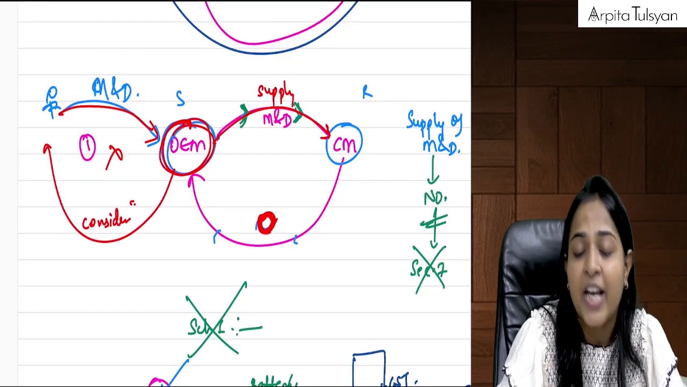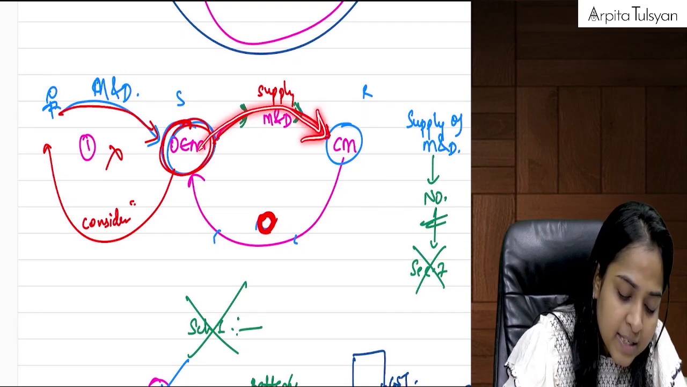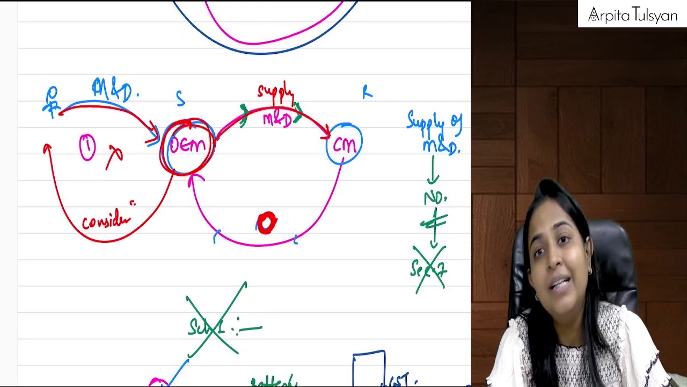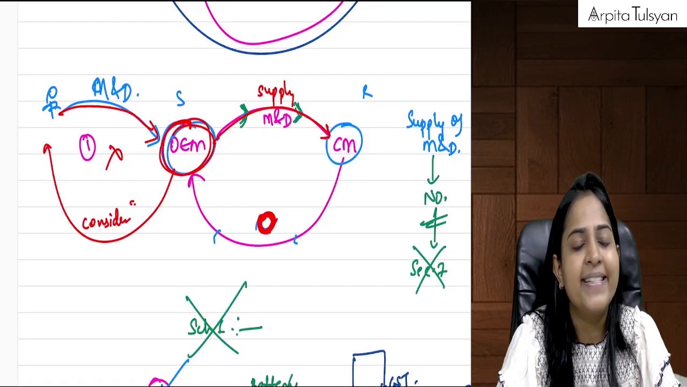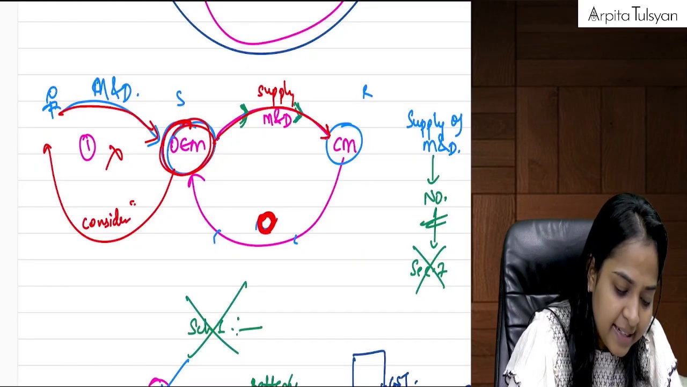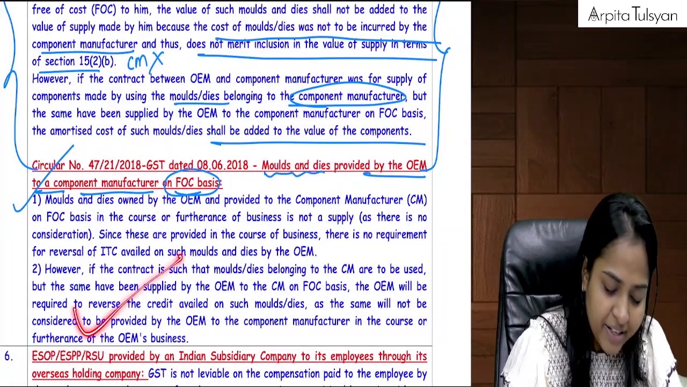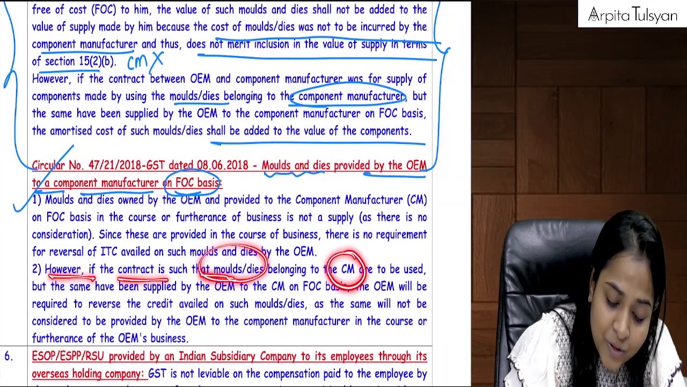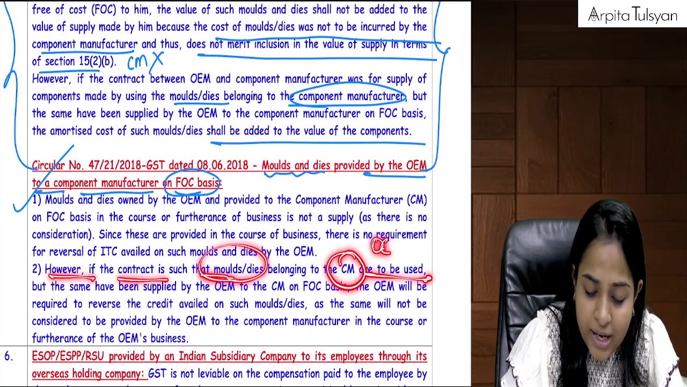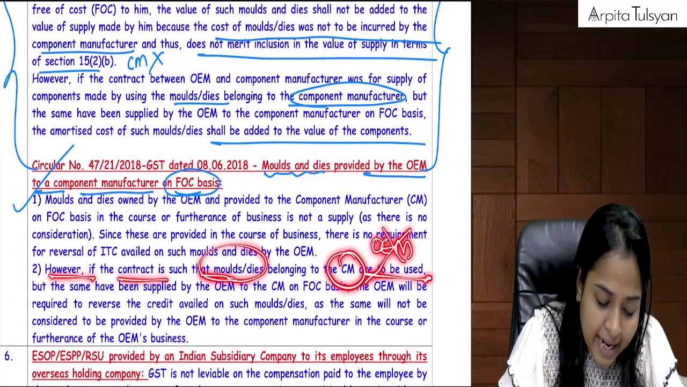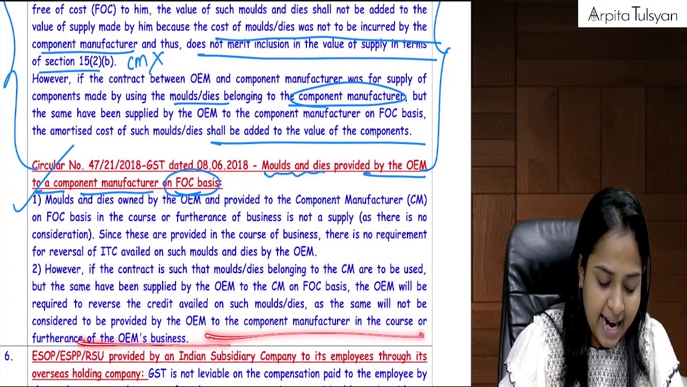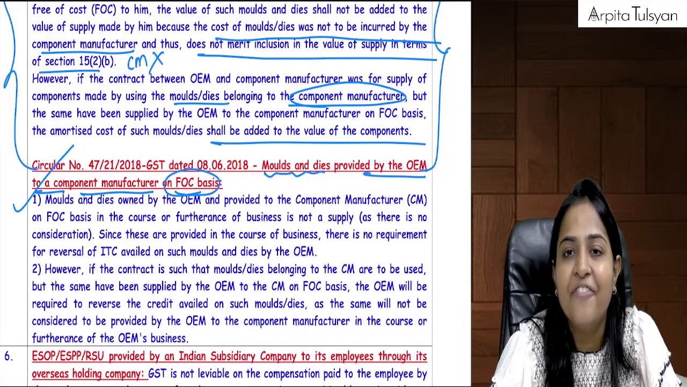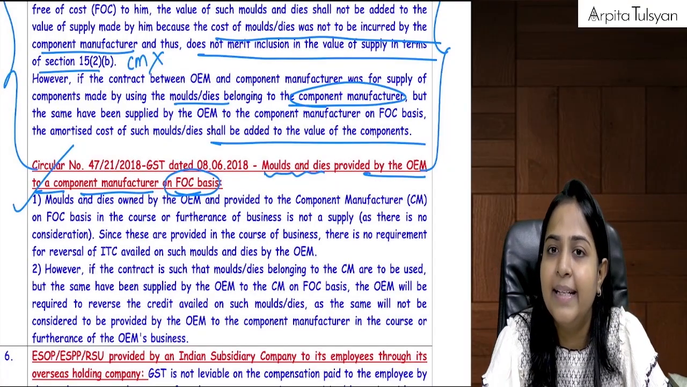In which case, ma'am? When the OEM is providing it to the CM, and when it was not the responsibility of the OEM to provide it to the CM. Are you understanding till here? Everyone, manageable till here? Yes, that is given here. So, however, if the contract is such that molds and dies belonging to the CM are to be used, meaning the OEM is not responsible for providing it, then in that case ITC reversal is required to be done. Everyone, manageable till here? Yes.